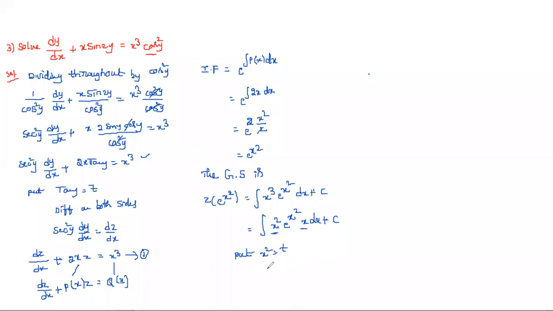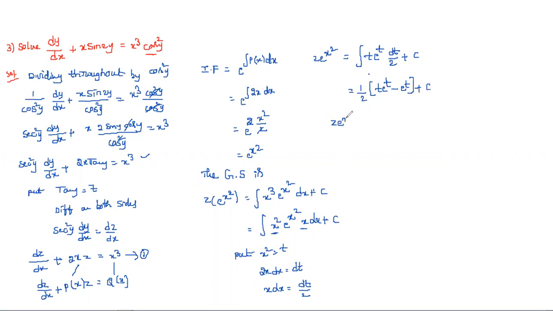So differentiating on both sides. So if you differentiate that one, then what we'll get? 2x dx is equal dt. And then x dx is equal simply what we can write? Dt by 2. And now you can substitute here z into e power x square is equal. So here x square is nothing but t and e power t and x dx is nothing but dt by 2 plus constant. So here it is 1 by 2 is a constant. Already we applied t e power t integration is nothing but by applying by parts t e power t minus e power t plus constant.